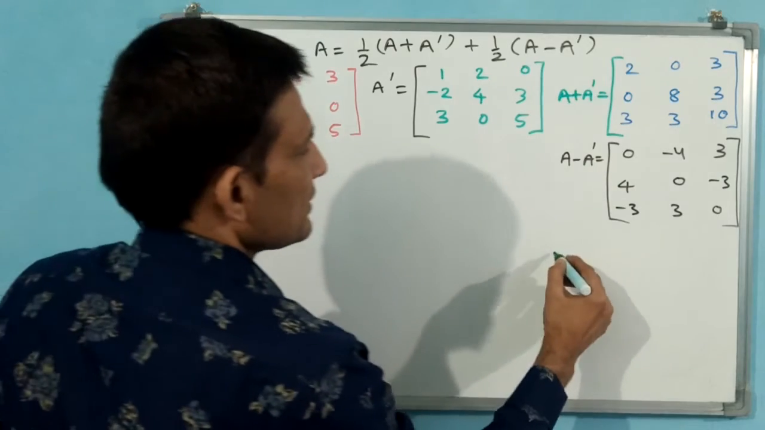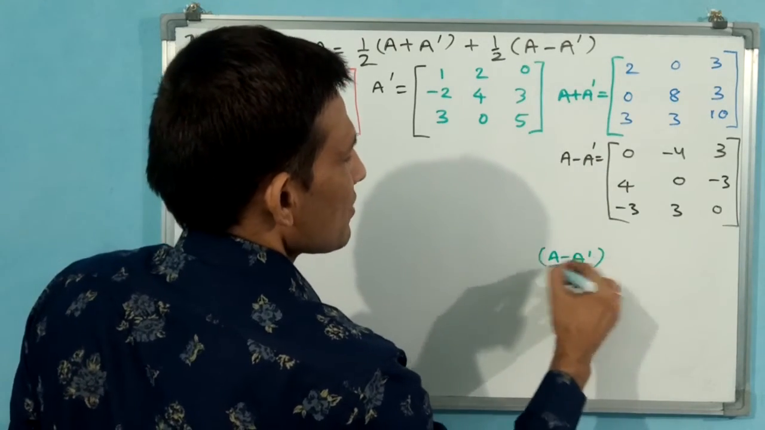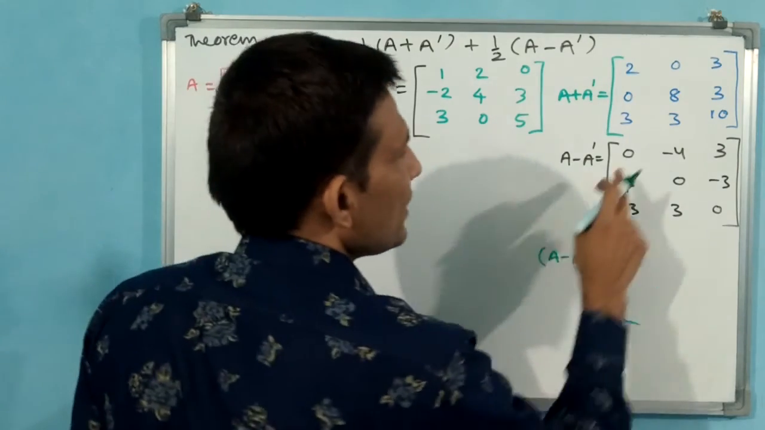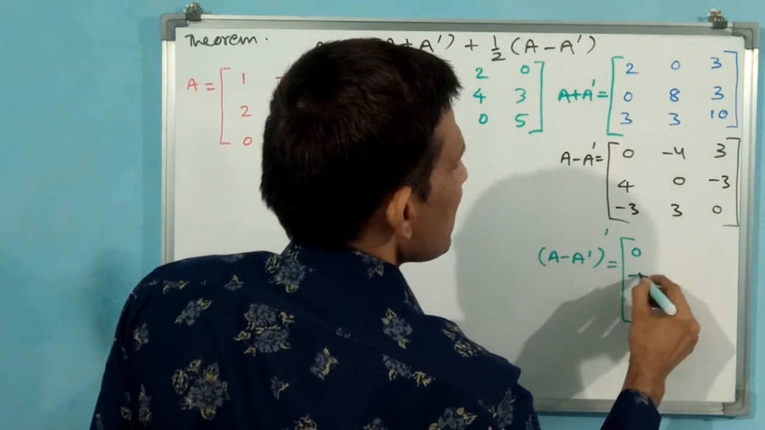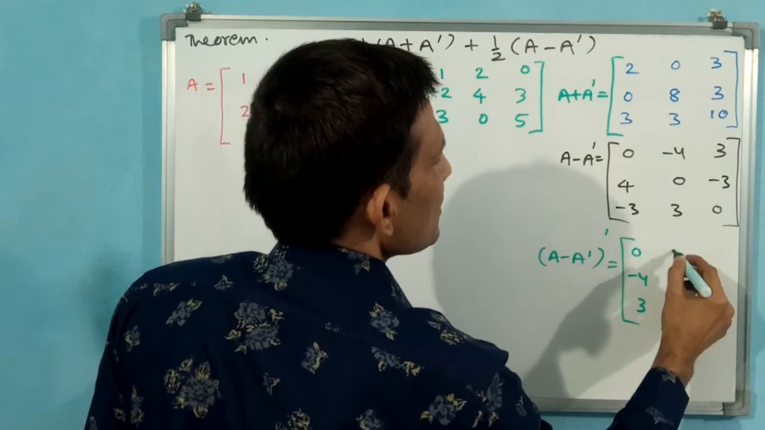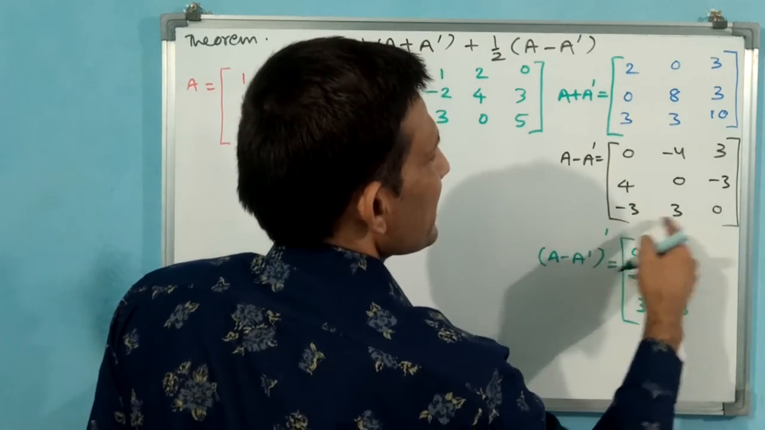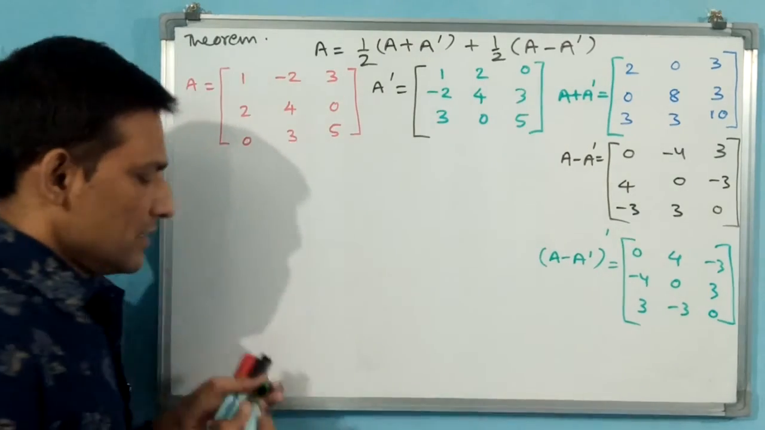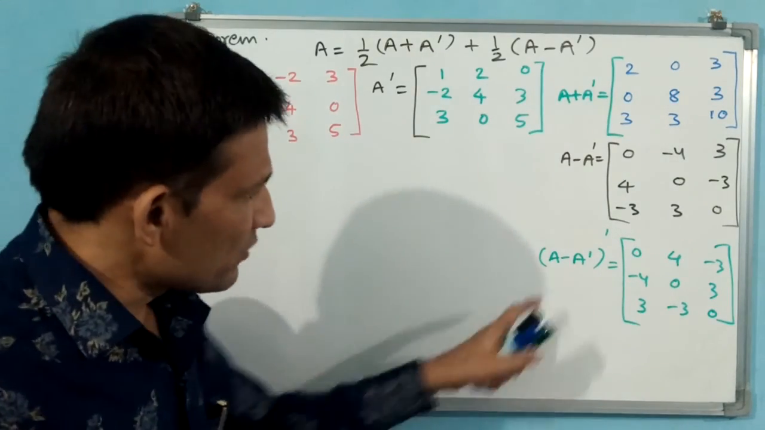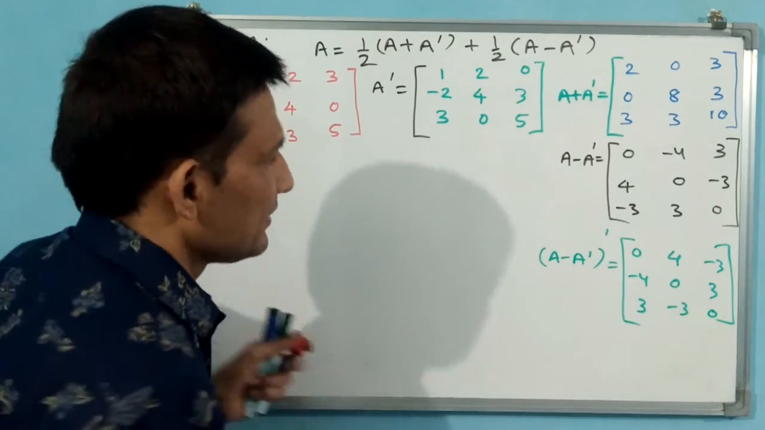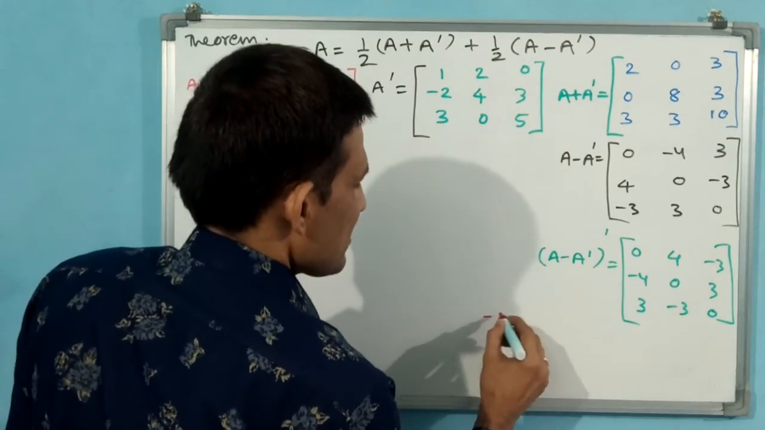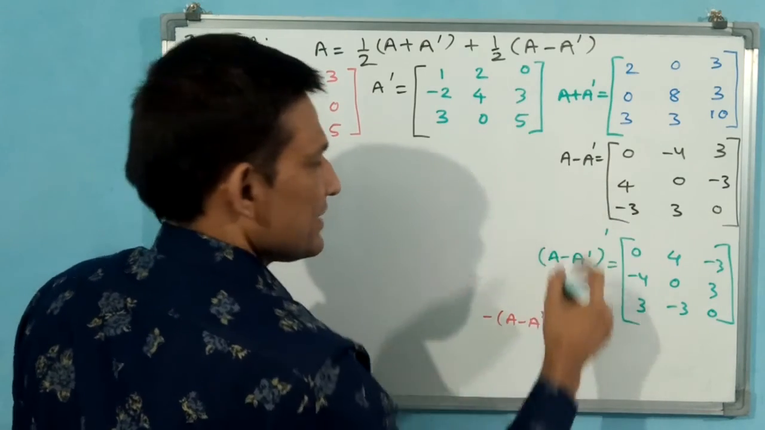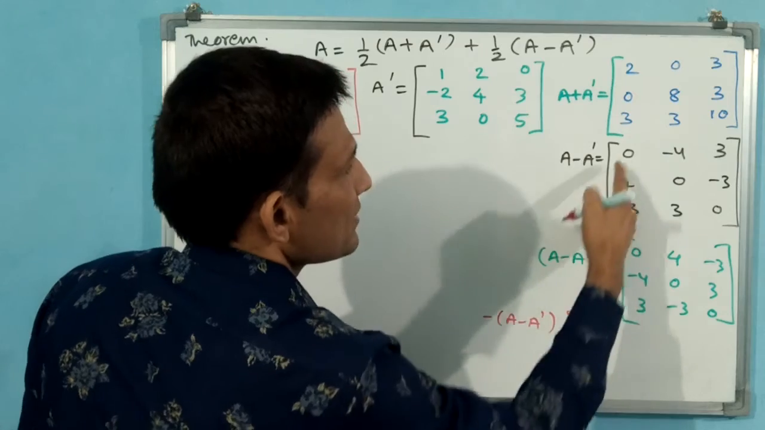Then you transpose this. I am transposing A minus A transpose whole transpose. This entire thing I am transposing again. You see 0 4 minus 3, 0 minus 4 3, 4 0 3, 4 0 minus 3, minus 3 3 0, minus 3 3 0. Now you have to put a minus on this one: minus of A minus A transpose. I am multiplying with minus, that is equal to 0.